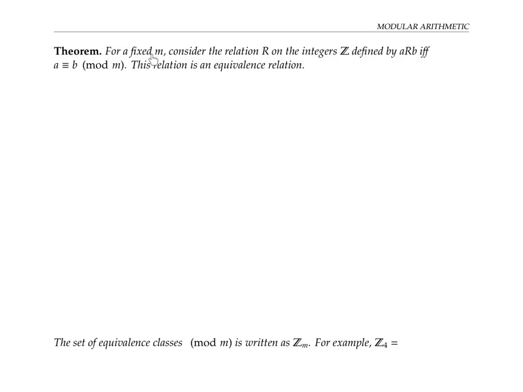For a fixed number m, let's consider the relation r on the integers, defined by a is related to b if and only if a is congruent to b mod m. I claim this relation is actually an equivalence relation. Let's check that. First of all, let's check reflexive. It's true that a is congruent to a mod m, since m divides a minus a, which is just 0. What about symmetric?